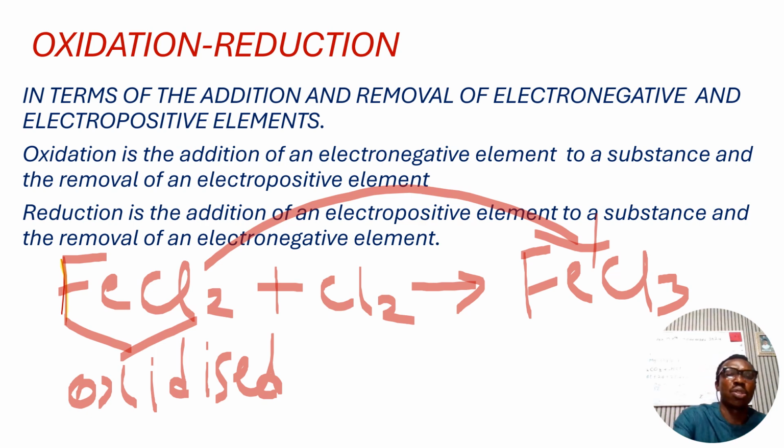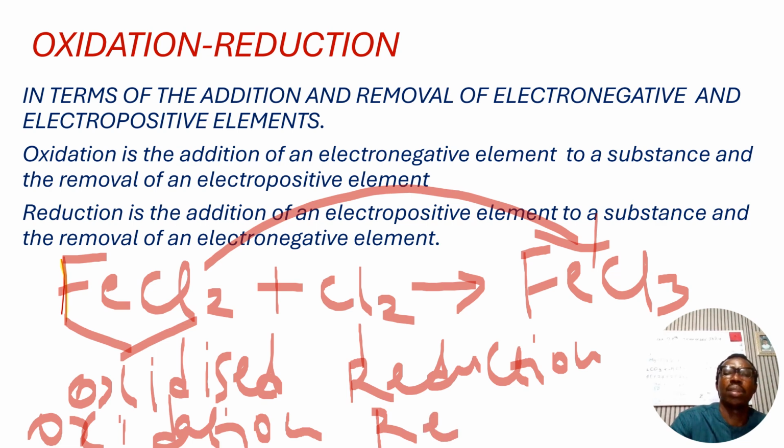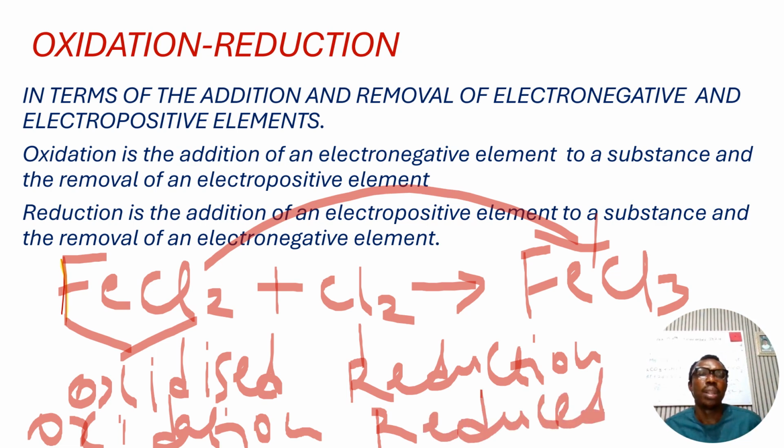So this is oxidation. So iron 2 chloride is oxidized, which is oxidation, while chlorine is reduced, which is what? Reduction. So it undergoes reduction. So iron 2 chloride undergoes what? Oxidation, while chlorine undergoes what? Reduction. So oxidation is the addition of an electronegative element to a substance, and the removal of an electropositive element from a substance.